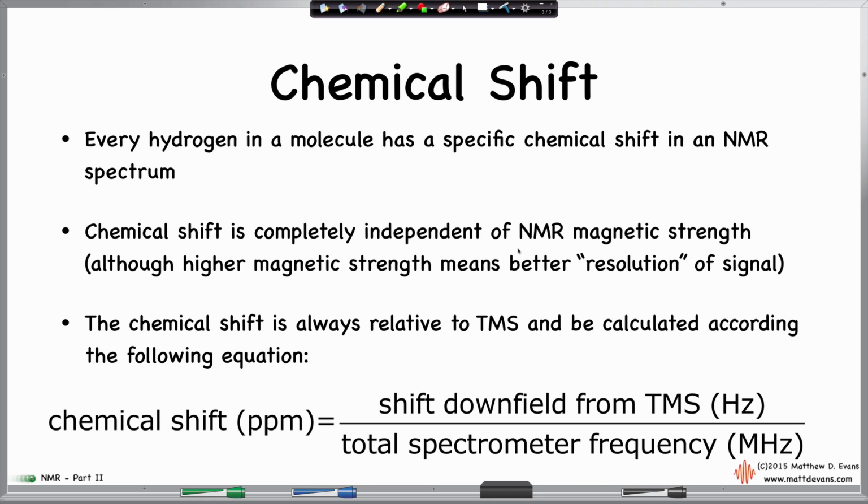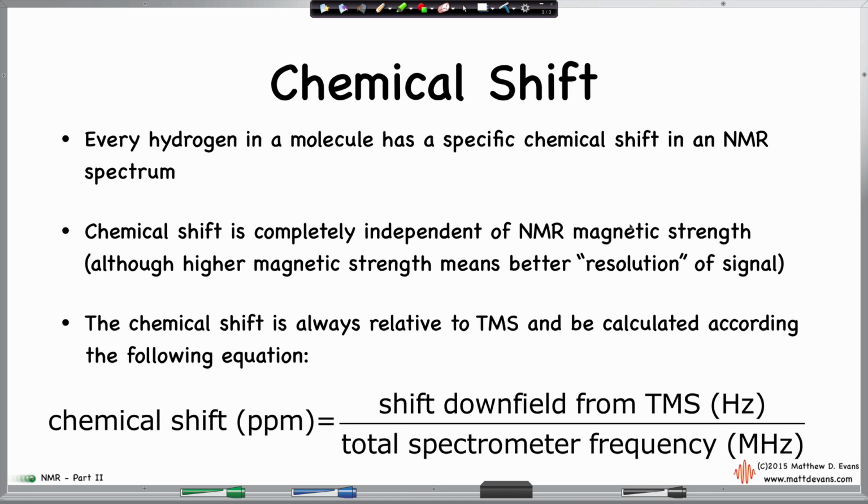So this chemical shift is completely independent of NMR magnetic strength. The higher magnetic strength magnets, like the one they have at the University of Washington, is a 900 megahertz. I think it's above 900 megahertz, really large magnet, but it doesn't matter because this chemical shift scale is going to be the same no matter what the size of the magnet is. So our instrument is described as a 60 megahertz instrument, but there's some really large ones out there too, but there's chemical shift independent of that.